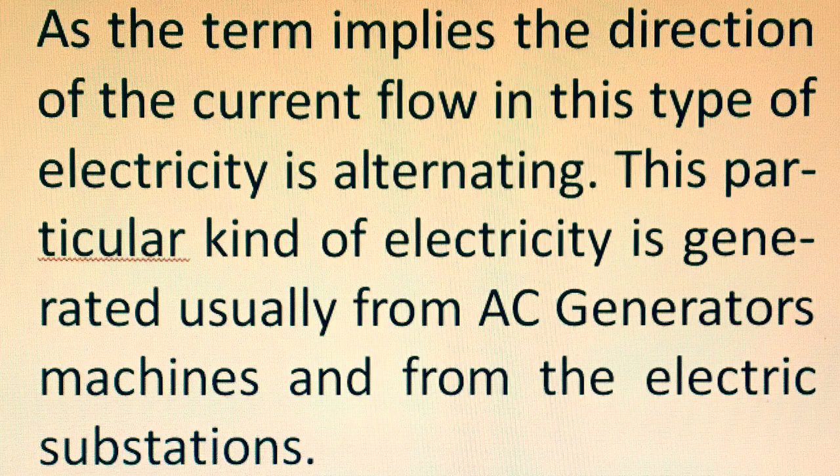Number two is the alternating current electricity. As the term implies, the direction of the current flow in this type of electricity is alternating. This particular kind of electricity is generated usually from AC generator machines and from the electric substations. A good example of this alternating current electricity is the electricity that we are using right now.